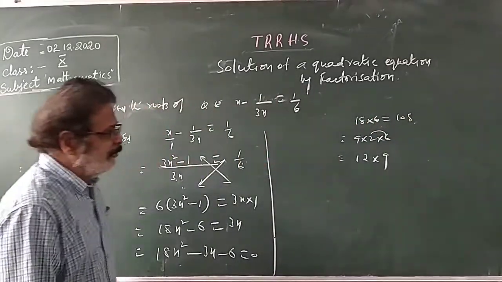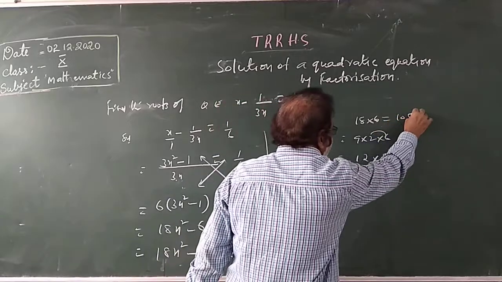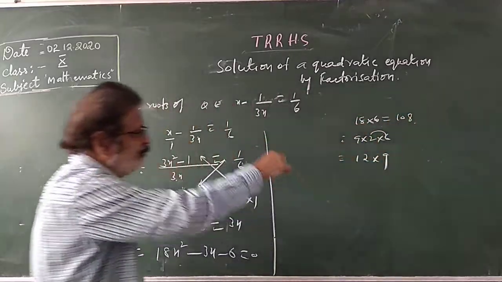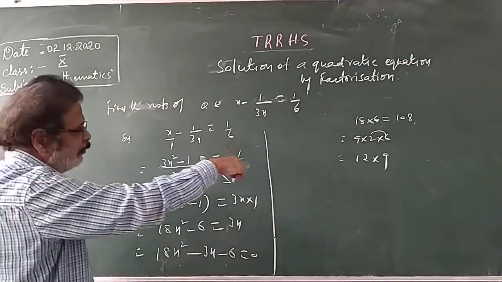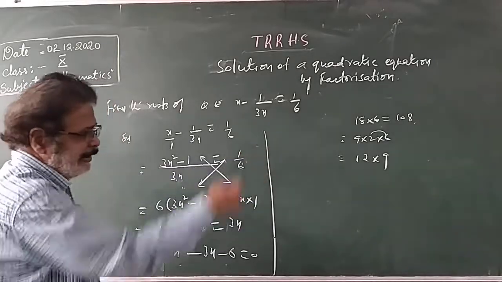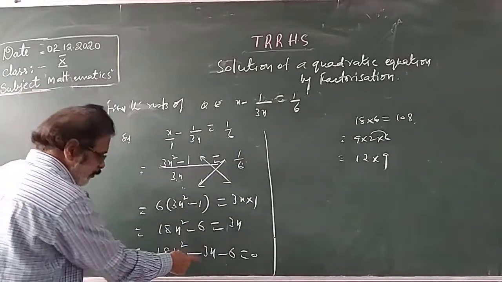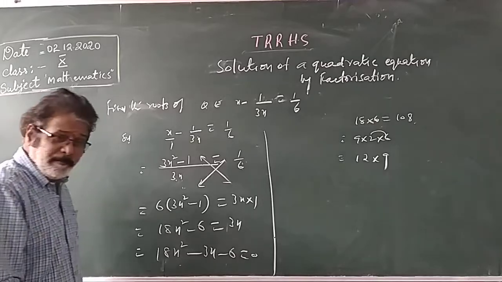108 split into factors. I split it like this, 12 into 9. 12 nines are 108, such that the sum of them will be equal to minus 3. So 12 minus 9 is 3.